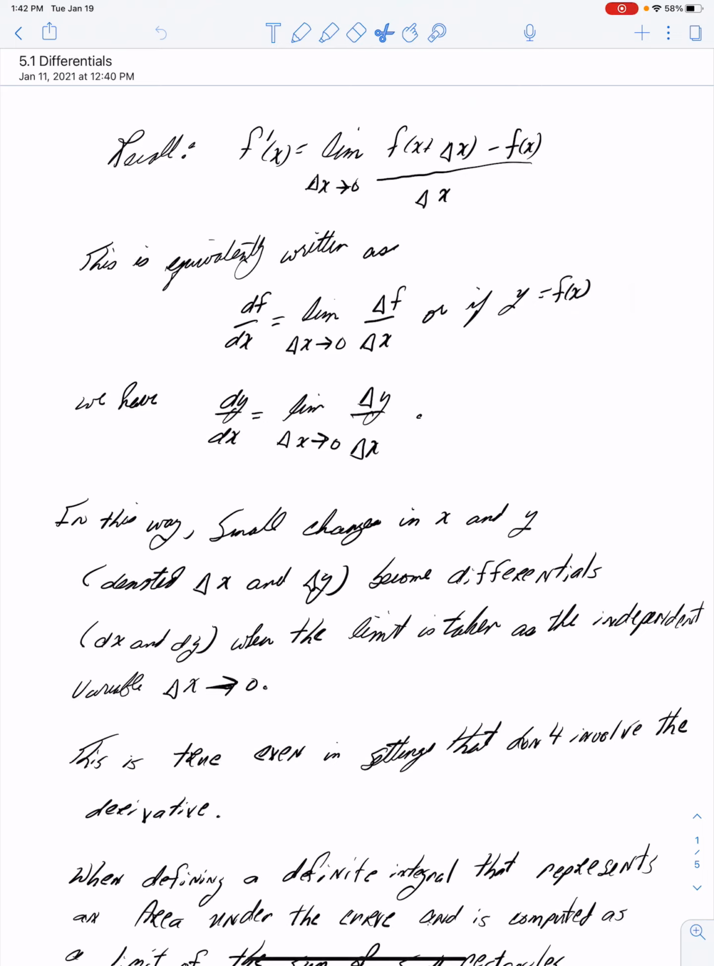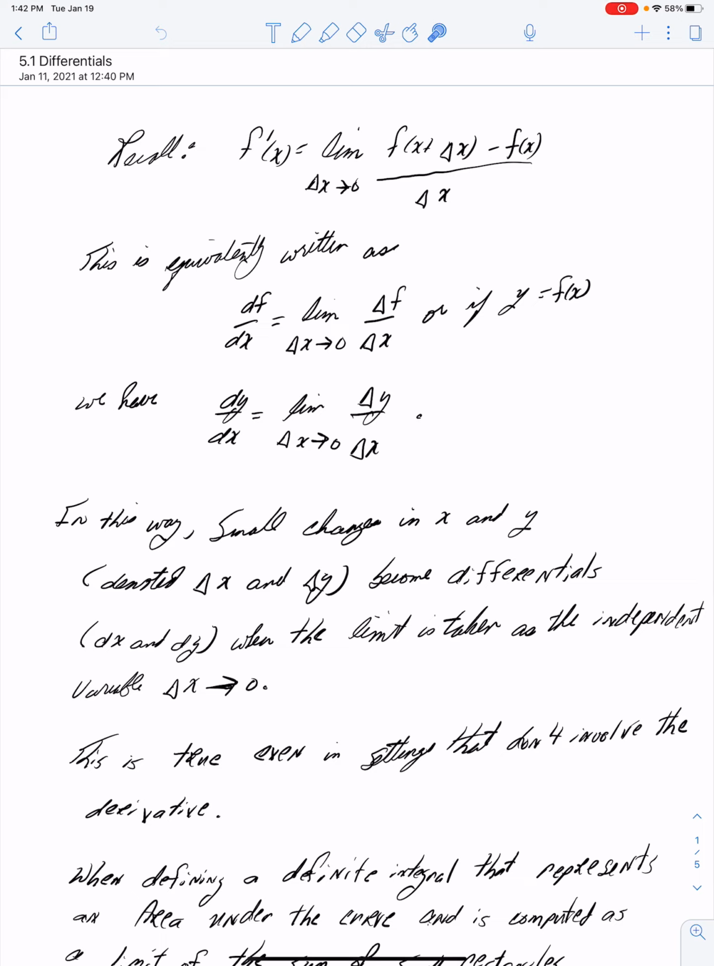Today we're going to look at derivatives and integrals and how those relate to differentials. So recall what the derivative is. It's defined as the limit as delta x goes to 0 of f of x plus delta x minus f of x all over delta x.